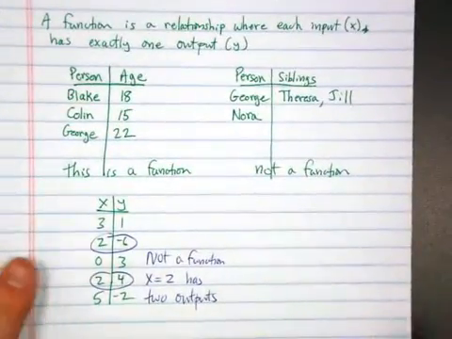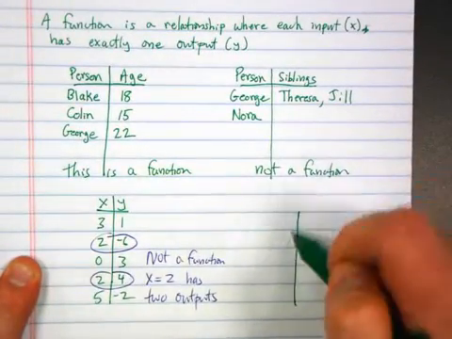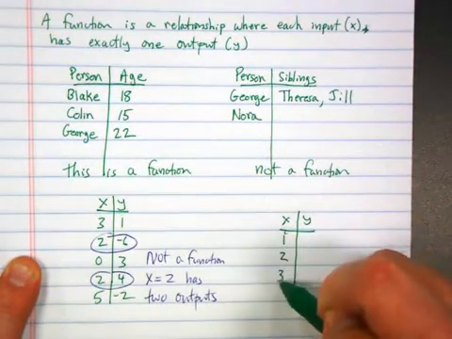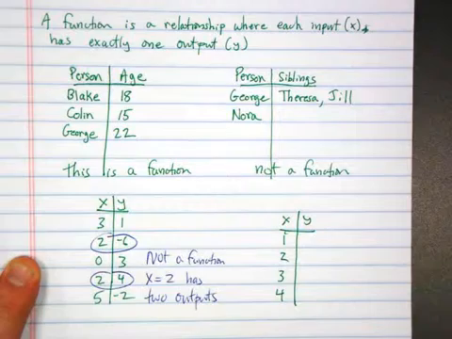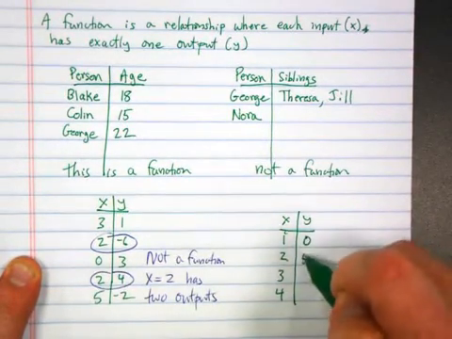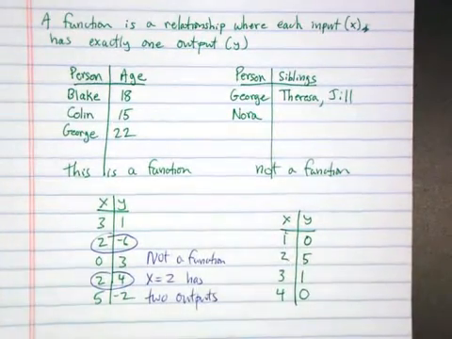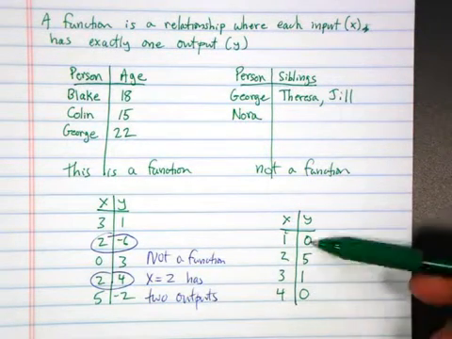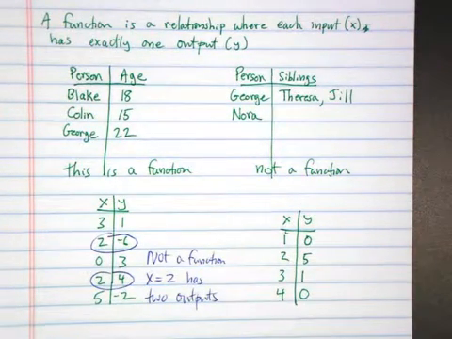Okay. How about this one? X, Y. X is going to be 1, 2, 3, 4. Not so random that time, right? My Y numbers are going to be 0, 5, 1, and 0. Is that a function? Yes or no? Yes. Yes, even though the 0 repeats? Yep, because that's the output. It has a different input.